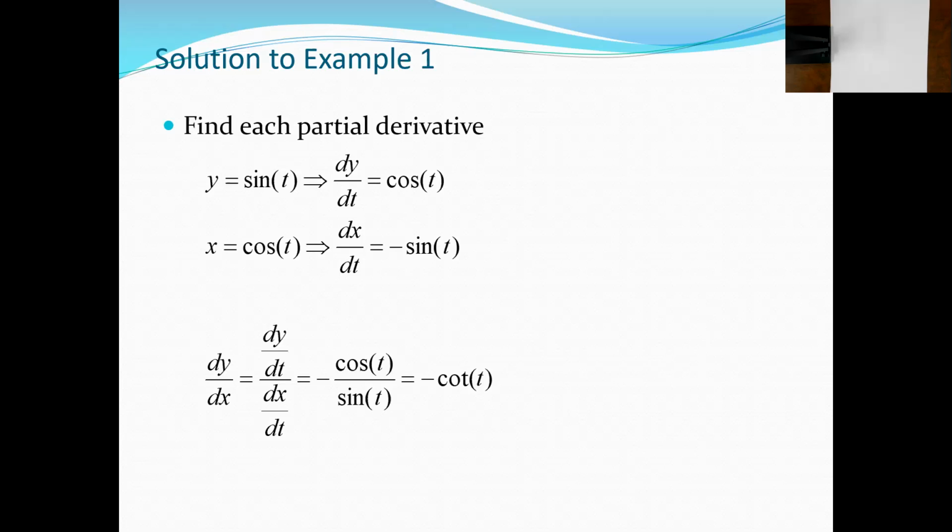So basically, we have dx/dt as negative sine t, and the derivative of y is cosine t. So dy/dt and dx/dt. Well, if we use the formula, dy/dx is dy/dt divided by dx/dt, we get negative cosine divided by sine, which, of course, cosine divided by sine is cotangent. So the end result would be negative cotangent t as my parametric derivative of the first example, where my parameters were cosine t and sine t.